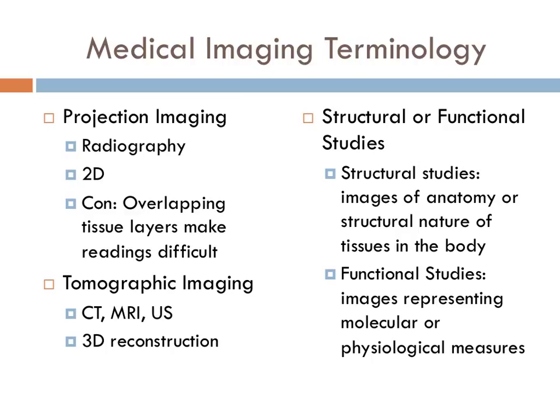Structural studies are images of anatomy or tissues in the body, and this includes plain radiographs. And then there are functional studies. Functional studies provide images that represent molecular or physiological measures. An example of a functional study could be an ultrasound, like when you're looking at the blood vessels and how their flow throughout the body is. Another example is a nuke med scan, particularly a thyroid uptake scan. They're injecting the radioactive dye and then seeing where in the body it takes in the radioactive material. Just a few more examples of functional studies are CT and fluoroscopy.